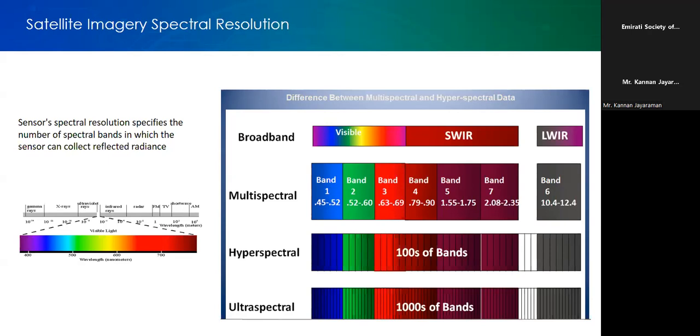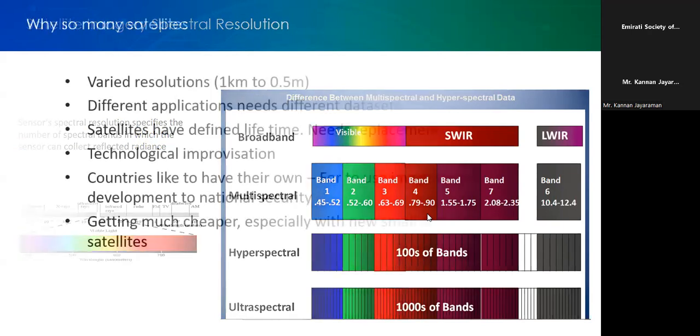Similarly, if you are talking about black and white, as I told you, it is between the ranges. If everything is absorbed, it is black. If everything is left out, it is white. So this is about the spectral resolution of the satellite imagery.